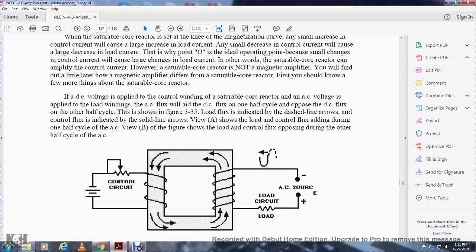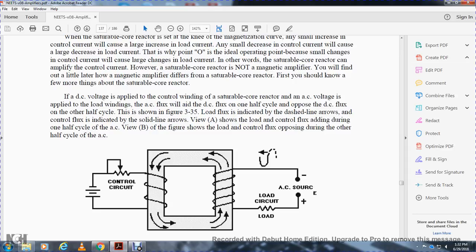DC voltage is applied to the control winding of the saturable core reactor. AC voltage is applied to the load winding. The AC flux is aided by the DC flux in one half cycle, and opposes the DC flux on the other half of the cycle. This is shown in Figure 335. The load flux is indicated with the dashed line arrows. The control flux is indicated with the solid lines. View A shows the load and control flux adding during one half cycle of the AC. View B shows the load and control flux opposing during the other half cycle of the AC.